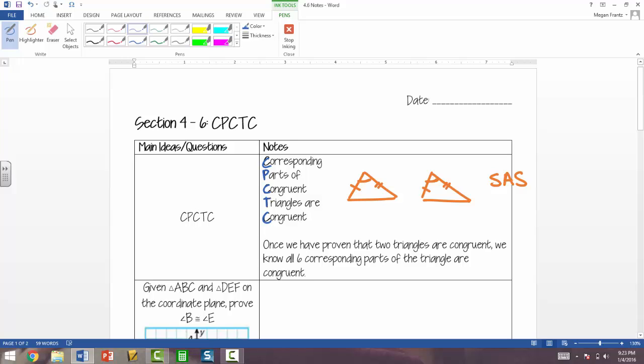Now this formula here, CPCTC, tells us that because I know these triangles are congruent, these angles also have to be the same. And these angles have to be the same. And also this side has to be the same. So that's it. Once we have proven that two triangles are congruent, we know that all 6 parts are also congruent. So basically all this does is add one more thing onto our proofs.